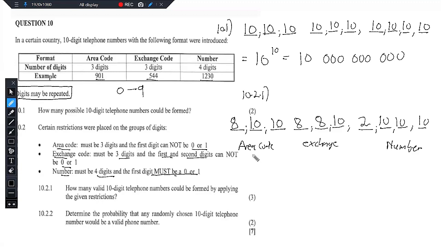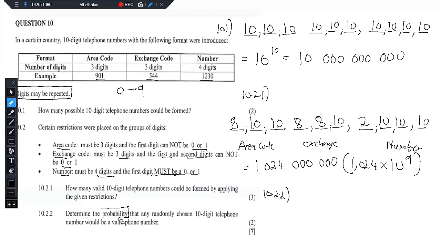Having to find the number, obviously we have to multiply everything here. So that's 8 multiplied by 10, and then all of this. If you punch it into your calculator, you get 1,024 million, which can be written scientifically as 1.024 times 10 to the exponent of 9. Whether you write it all in full or in scientific notation, it's still correct. Then that's your 10.2.1. Now for 10.2.2, they say determine the probability.